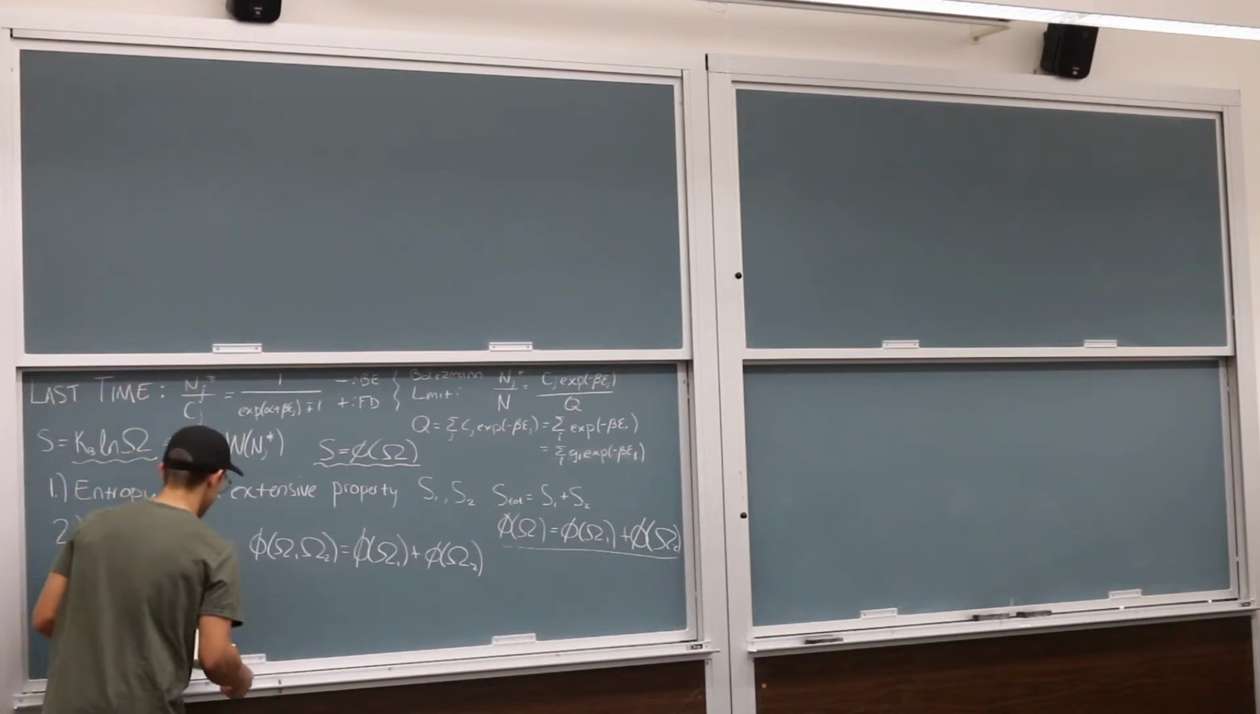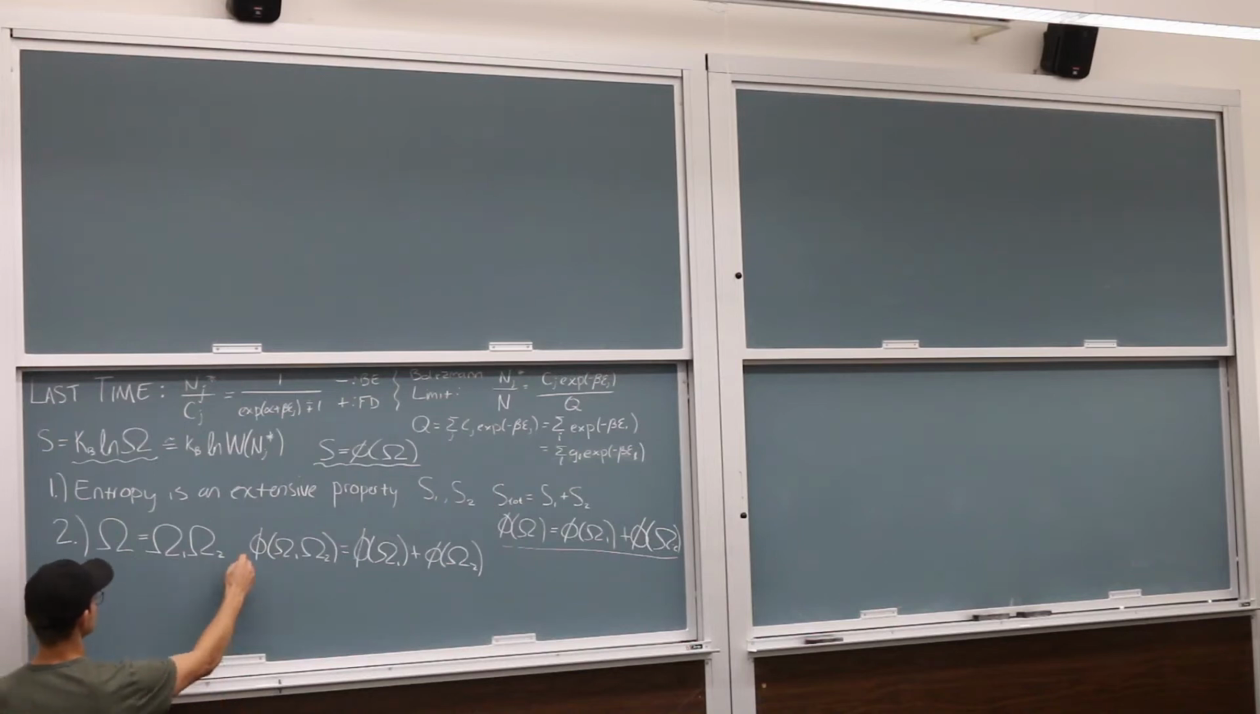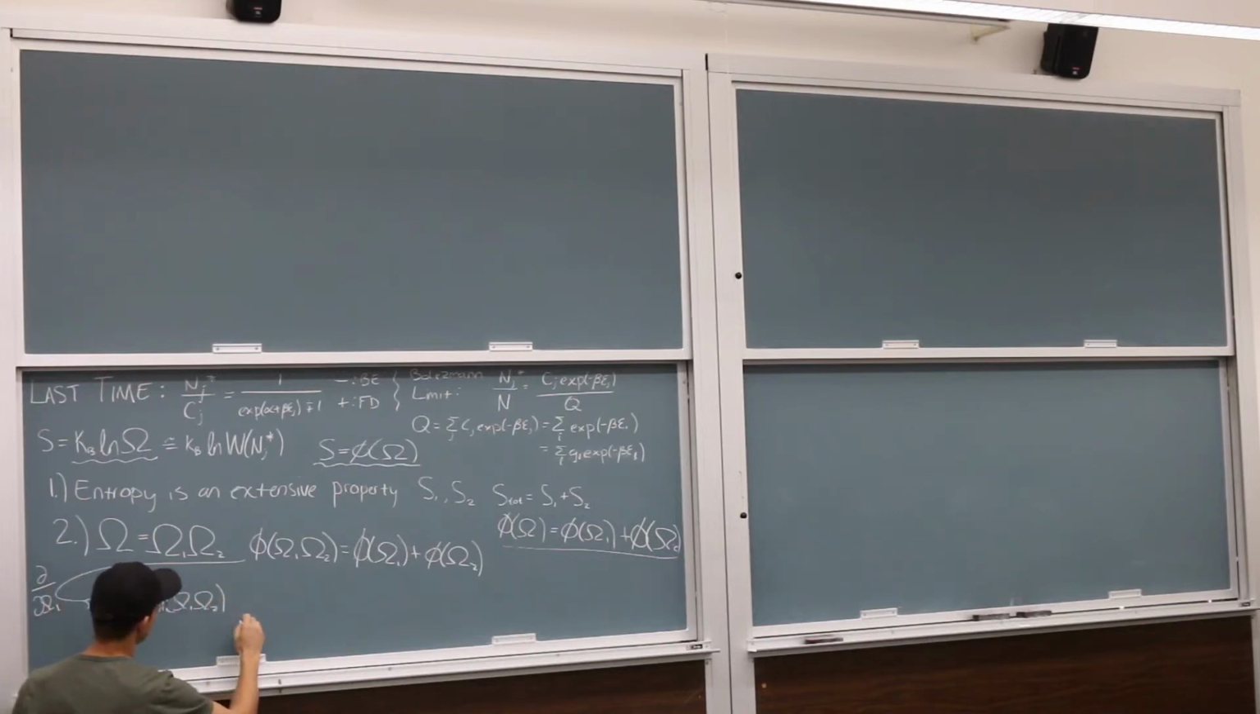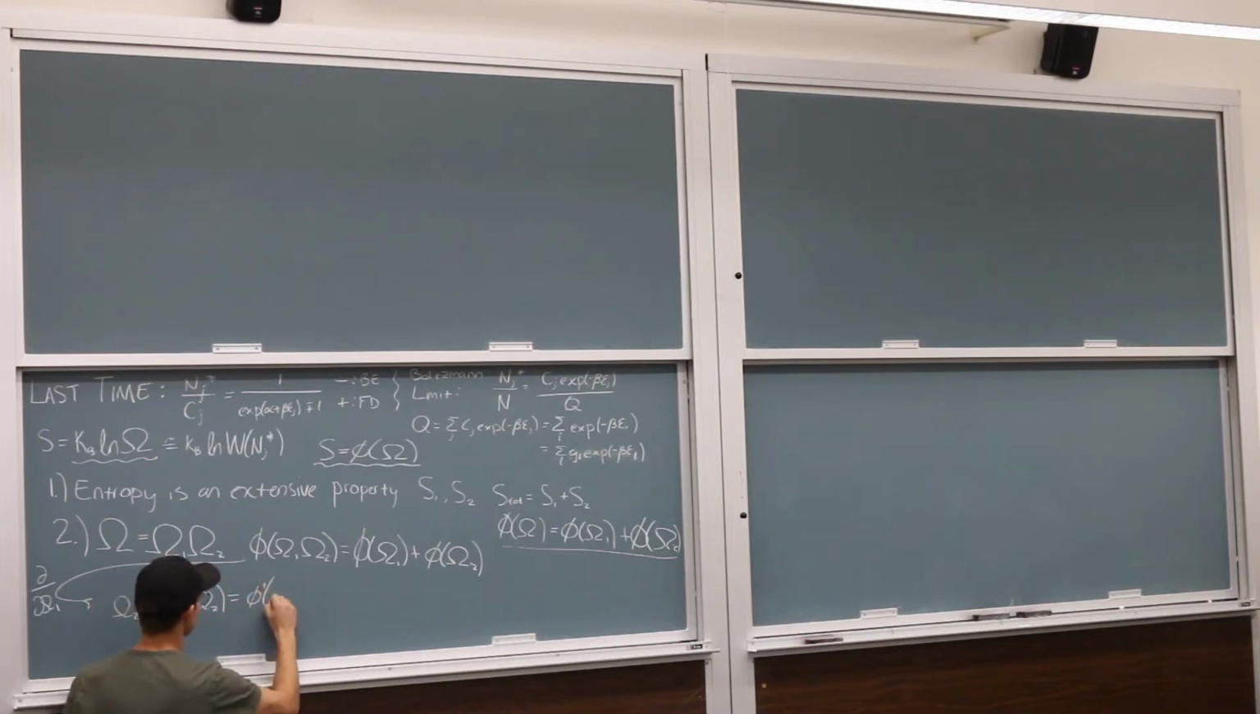Okay? So if we differentiate it with respect to omega 1 first, let's do it like this. That gives us an omega 2 out front for the chain rule. And then we have phi prime of omega 1 omega 2, to differentiate with respect to omega 1, so then we just get phi prime of omega 1 on this side, and then the other term drops out.